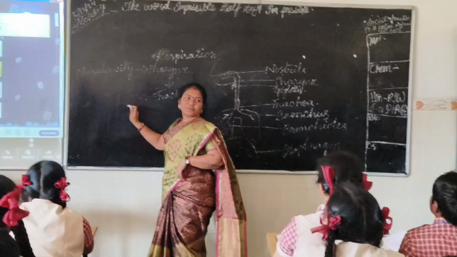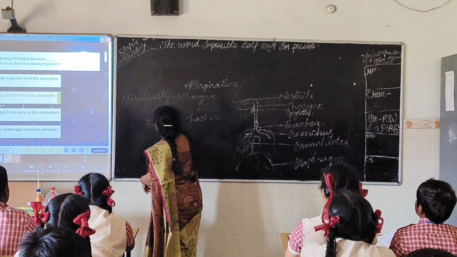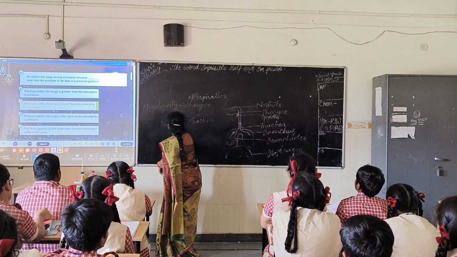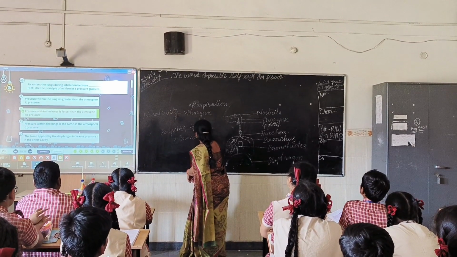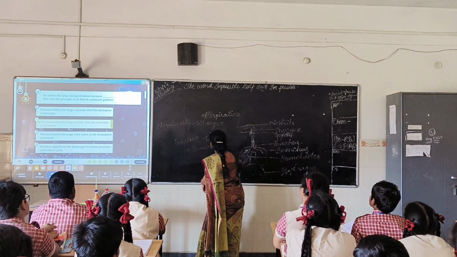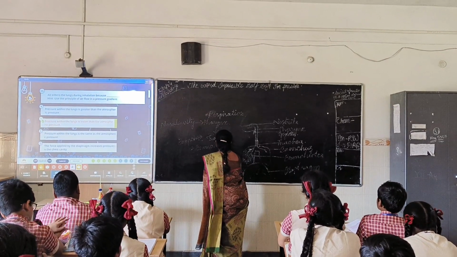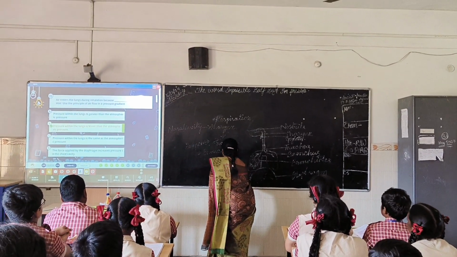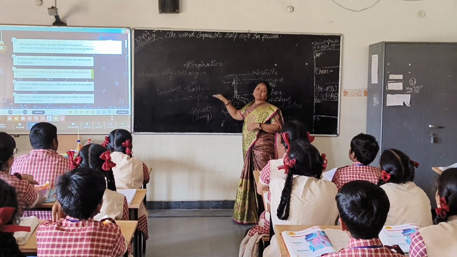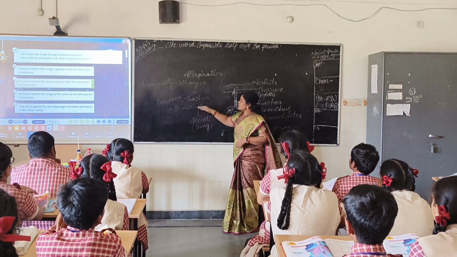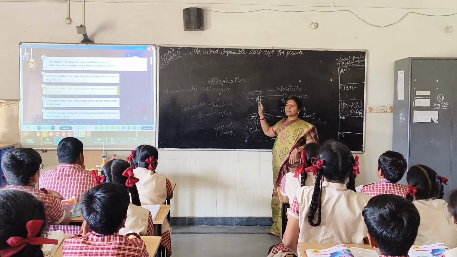From the trachea, it enters into your bronchi. From the bronchi, bronchioles. From the bronchioles, it enters into your alveoli, which is present inside your lungs. Okay? So, to understand the particular lesson, you need to go with your Venn diagram. Then it is very easy for you to remember the complete respiratory system.